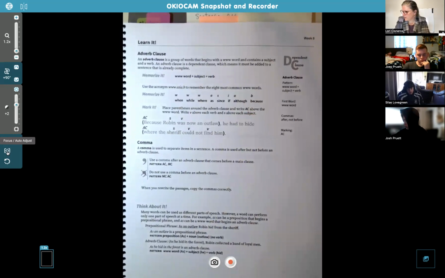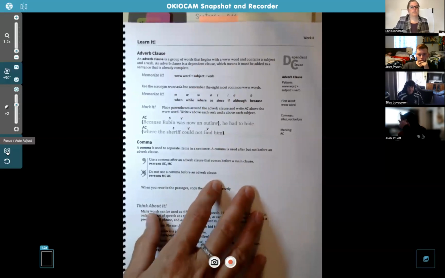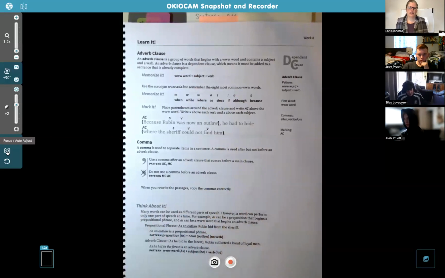This is page 43. We're going to talk about the adverb clause today. Like I mentioned before, in our grammar books, we are learning different parts of speech and then different clauses and phrases and things like that. And then we're going to transfer that information to our actual writing assignments down the road as we go. But it's kind of cool to learn it here first and then to be able to identify it in the sentence and then later add it to our writing.